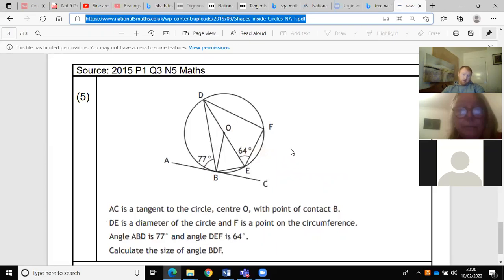Okay, I'm going to put you in a breakout room. There's 12 people, so I'll do groups of 4. Talk about what you're seeing here, and try to use the rules that we've noted down at the start to start picking off the angles. So you're probably picking up a couple already. We're looking to find BDF. So start picking off what you can. I'm going to put us in breakout rooms, groups of 4.